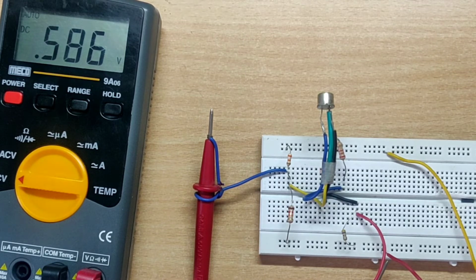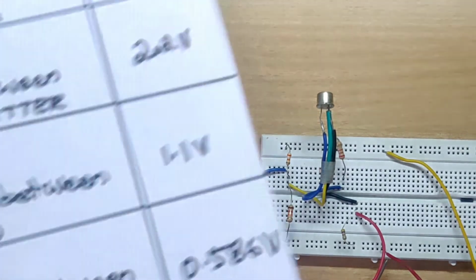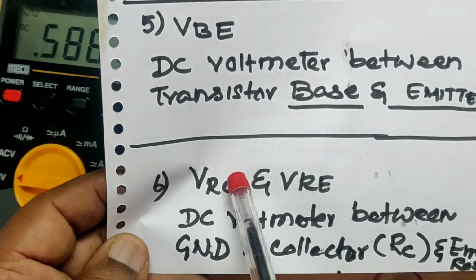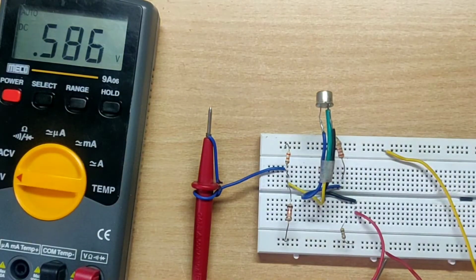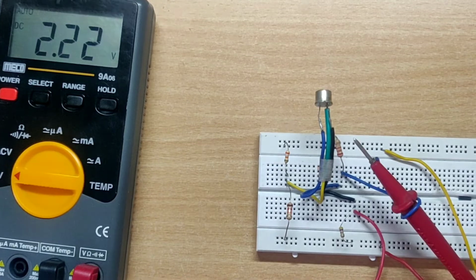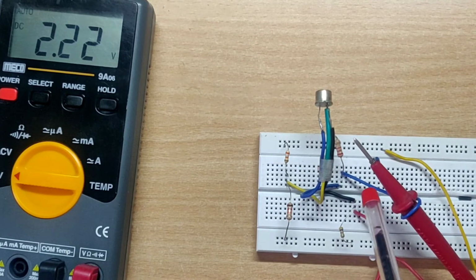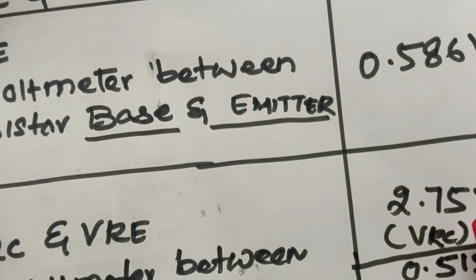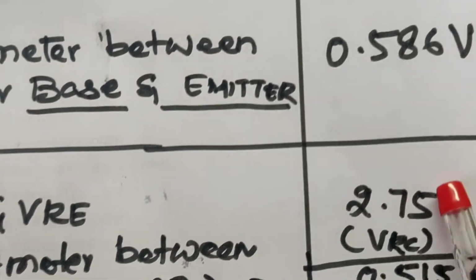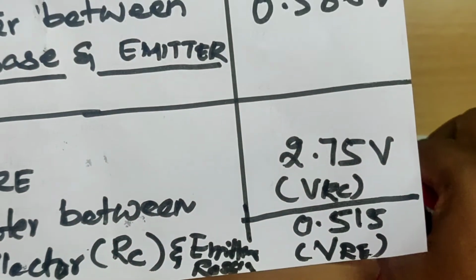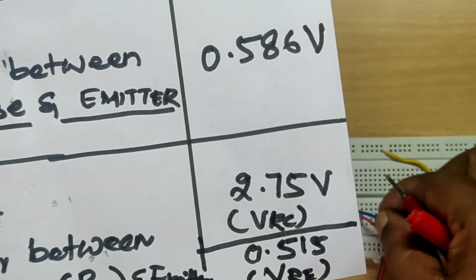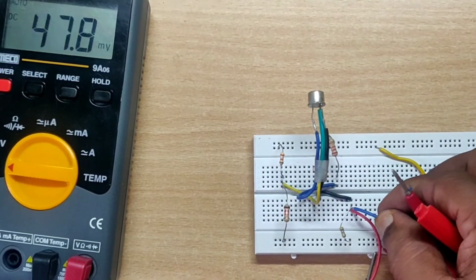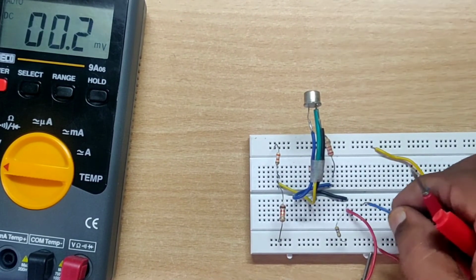And the last one we are going to measure is VRC and VRE. VRC means here, with respect to ground, the collector voltage and emitter voltage. So I am going to connect this now, and let us see. So VC voltage I got 2.2 volts. So it is nothing but what I got earlier. Okay, this will do properly. And one more thing we can measure, the last parameter, is emitter voltage. It should be some 0.5 something. It is too little voltage.